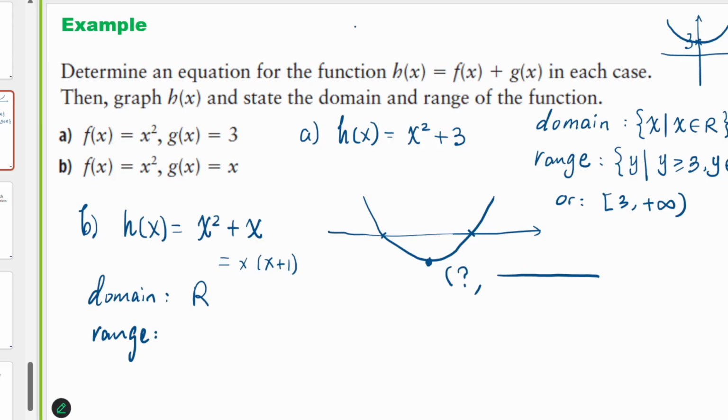The y-coordinate of that curve is, can you recall the formula? 4ac minus b squared, over 4a, right? That's the y-coordinate of the vertex here. So what is a in this case? A is 1, so 4a is 4. 4ac is 0, right? Minus b squared. In this case, b is 1, so that is negative 1 over 4. Can you see that?